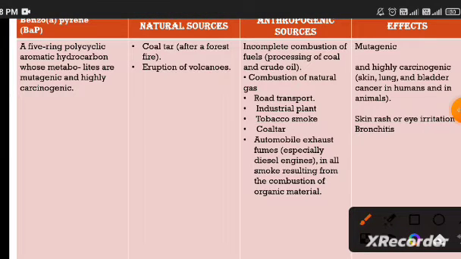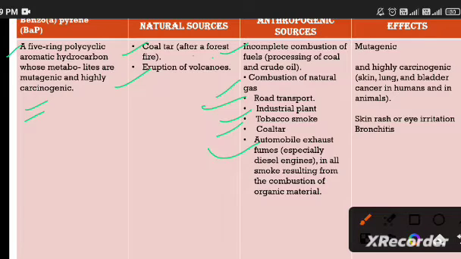Next is benzopyrene, which is a 5-ring polycyclic aromatic hydrocarbon whose metabolites are mutagenic and highly carcinogenic. The natural sources of benzopyrene are coal tar after a forest fire and eruption of volcanoes. Anthropogenic sources are incomplete combustion of fuels, that is processing of coal and crude oil. Second is combustion of natural gas. Third is road transport, industrial plants, tobacco smoke and automobile exhaust.